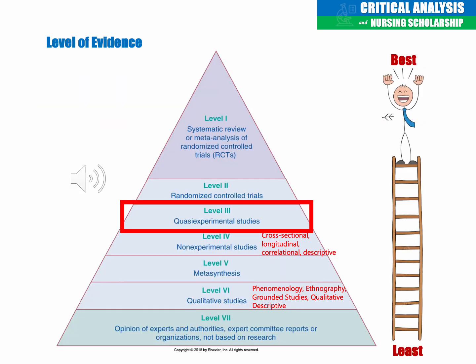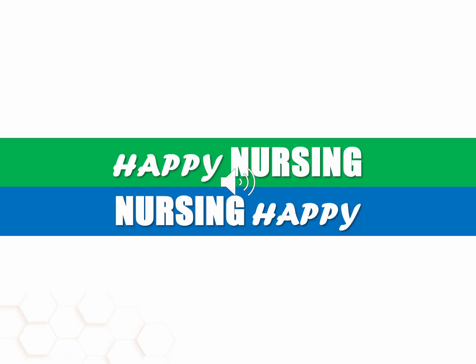Now, if you try to look at the hierarchy of evidence or level of evidence, quasi-experimental studies lie on level 3, just beneath level 2. And that ends our session on experimental and quasi-experimental research design.